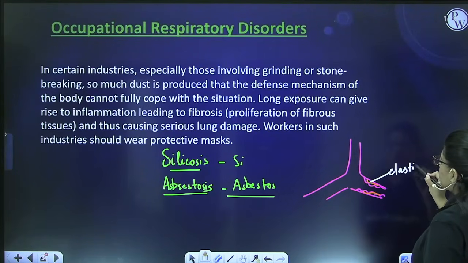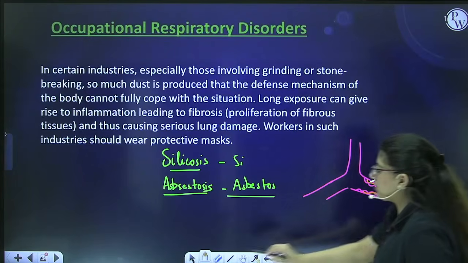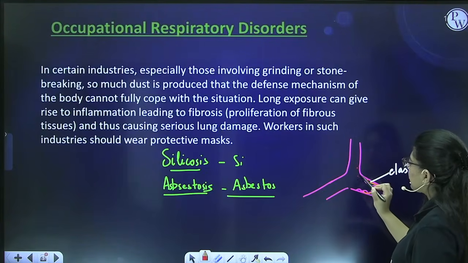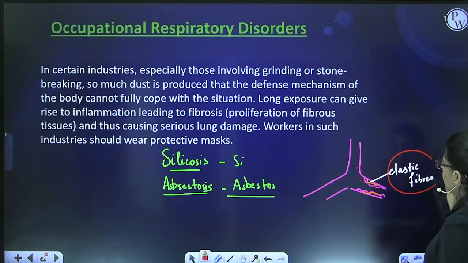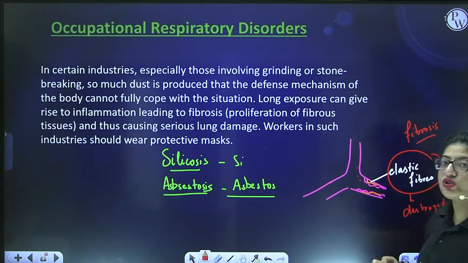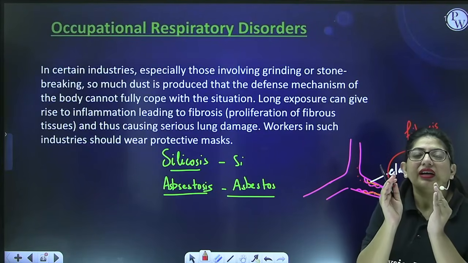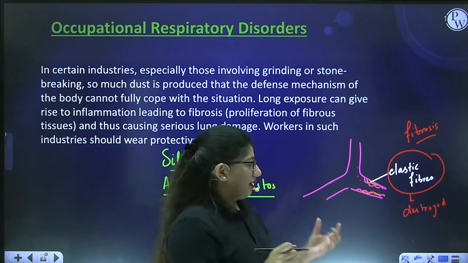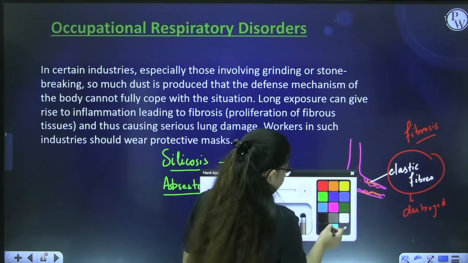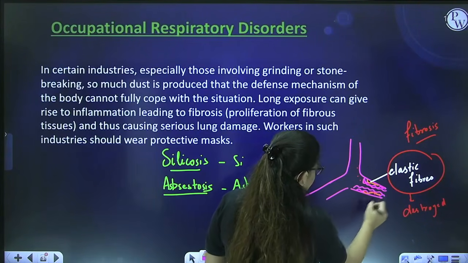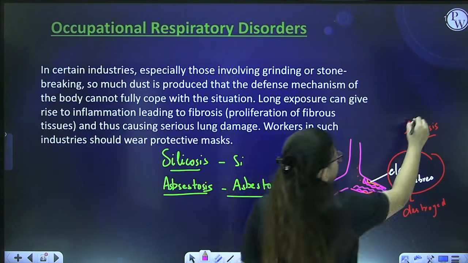Now let's make chemicals. When these chemicals, let me use red, enter inside this, elastic fibers are destroyed. When these fibers are destroyed, you call it fibrosis, which leads to an increase in the thickness. When the fibers are destroyed, they are no more elastic, and the thickness of the wall increases. The thickness of the wall increases, hence narrowing of the lumen. The fibrosis leads to thickening of the wall.